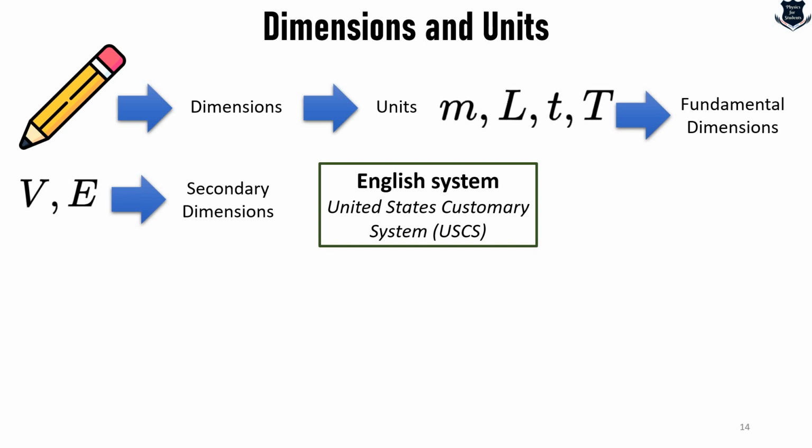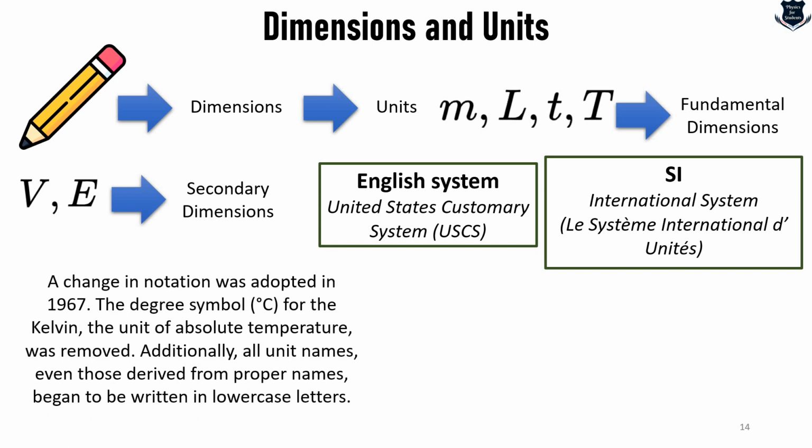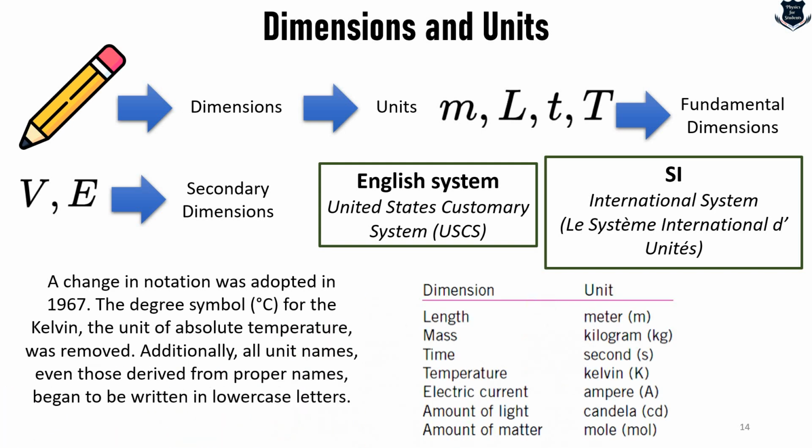Now, based on the traditional scheme introduced in 1967, there are two systems. One is called the English system, the United States customary system, and the other is called the SI, or the international system. Based on the notational scheme introduced in 1967, the degree symbol was officially dropped from the absolute temperature unit, and all unit names were written without capitalization, even if they are derived from proper names, as you can see over here. This is a diagram where meter, mass, kilogram. I know this is very rudimentary, but this is how the units originated and how they function.